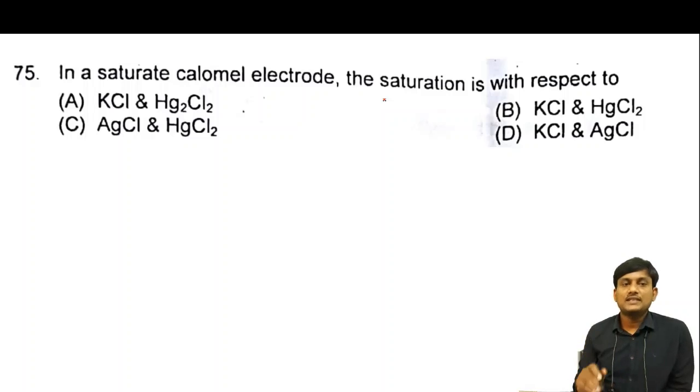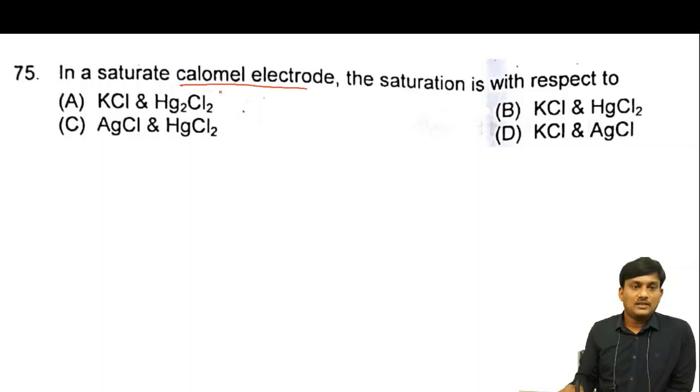In a saturated calomel electrode, the saturation is with respect to, okay, in a saturated calomel electrode you find KCl and mercurous salt, that is Hg2Cl2. This is the correct option.